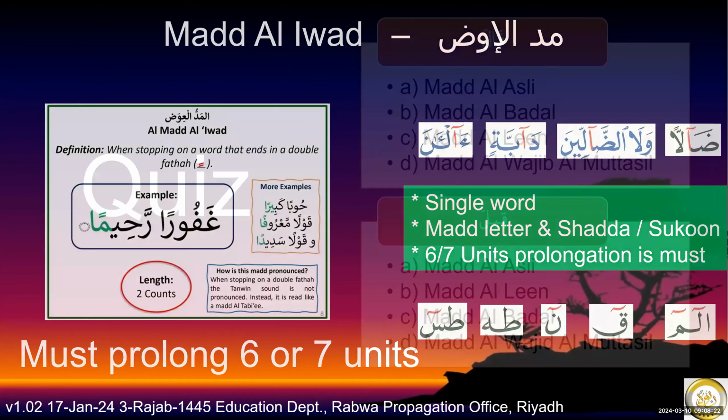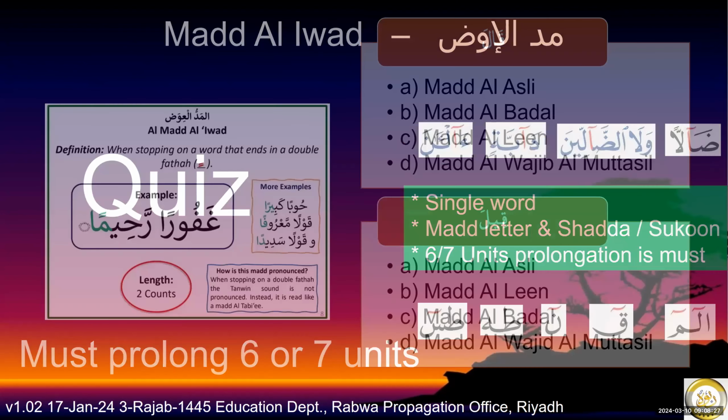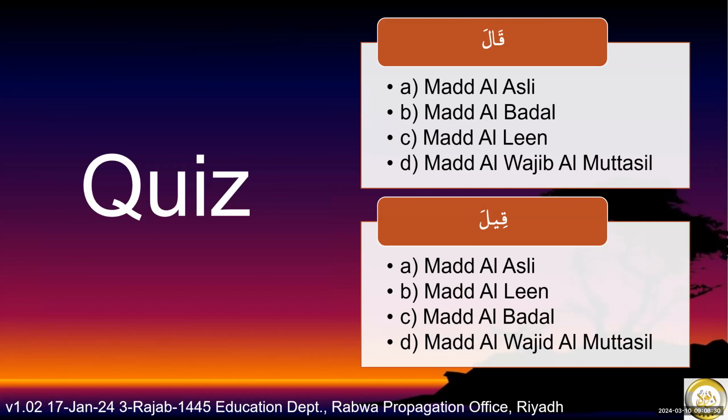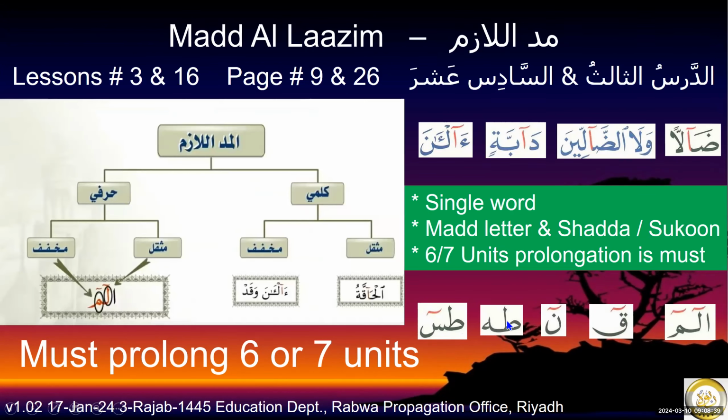Just one question. Huruful Muqatta'at is where you have Ta and Ha. There is no mad sign, but it's still in the Huruful Muqatta'at. No mad sign means no prolongation. Ta, Ha, or just Ta, Seen. Here Alif is not having a mad sign. Alif, Lam, Mim. If there is no mad sign, no prolongation.